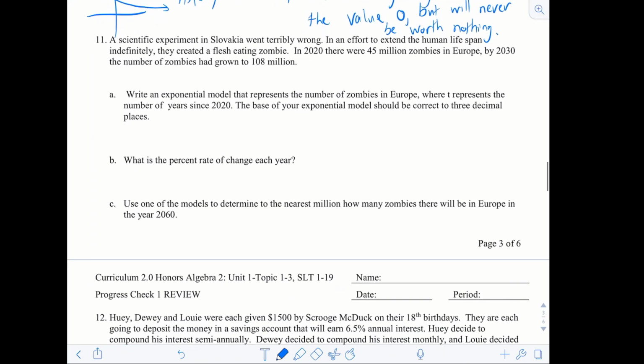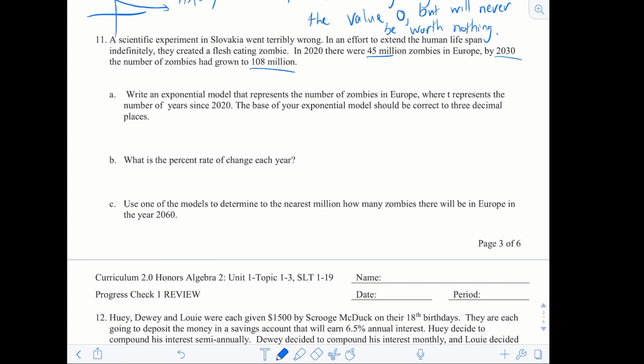Okay, number 11 says scientific experiments in Slovakia went terribly wrong. This is my zombie invasion kind of thing. So in 2020, there were 45 million zombies. In 2030, there is 108 million. So write an exponential function that will represent this.